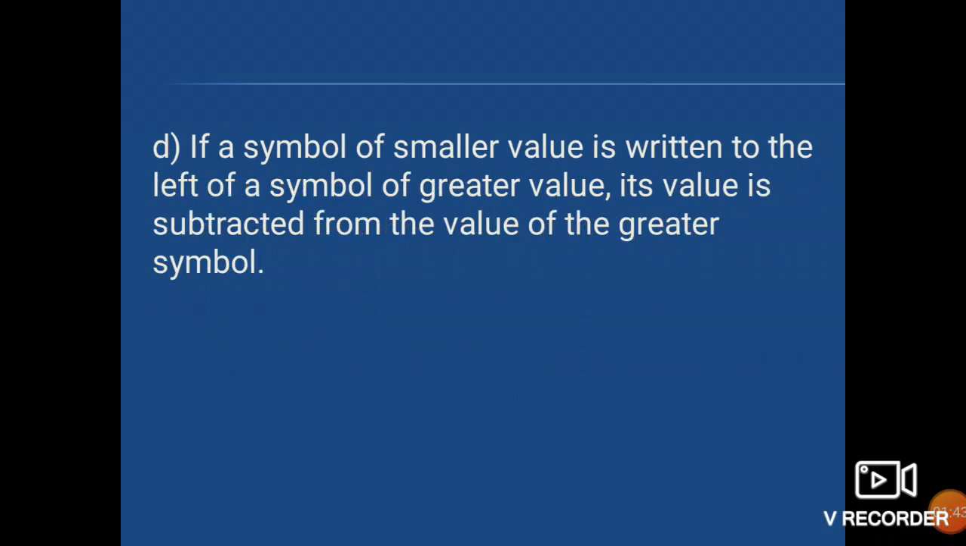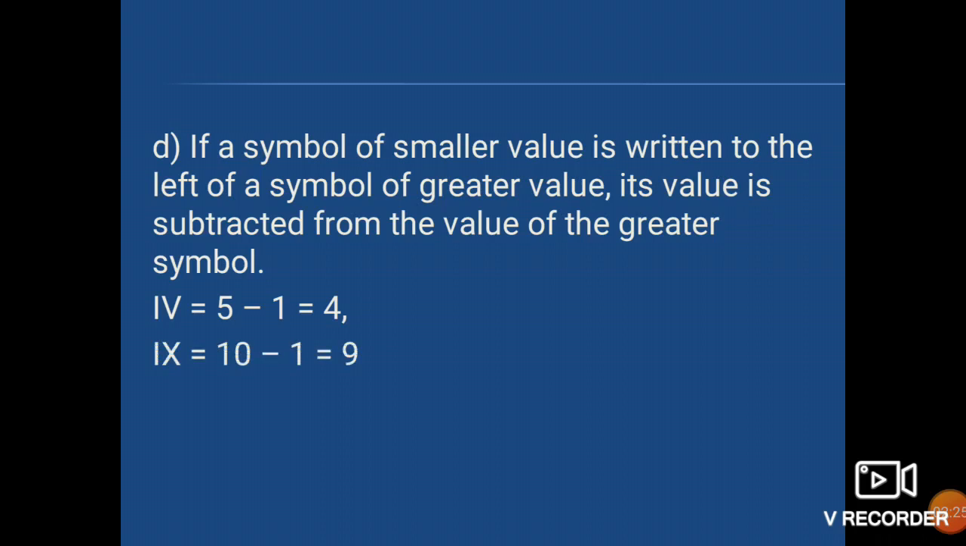Next, if a symbol of smaller value is written to the left of a symbol of greater value, its value is subtracted from the value of the greater symbol. Let us see an example to understand this rule. Here, a smaller value is written to the left of a symbol of greater value. In the previous rule it was written on the right. Here it is written to the left. So you can see the value of I is 1. Its value is subtracted from the value of the greater number. So we subtract 5 minus 1, that is equal to 4.